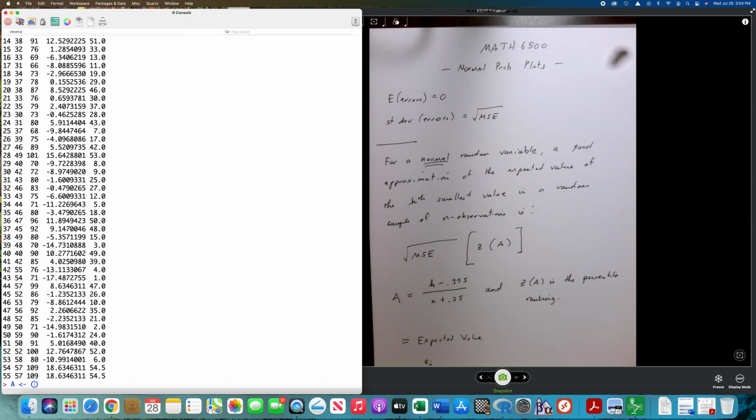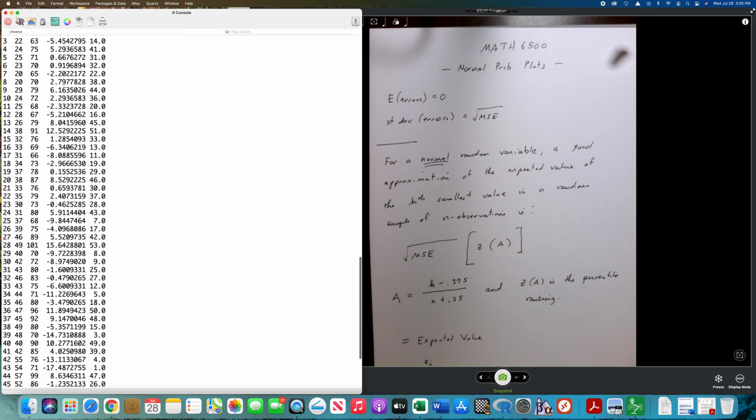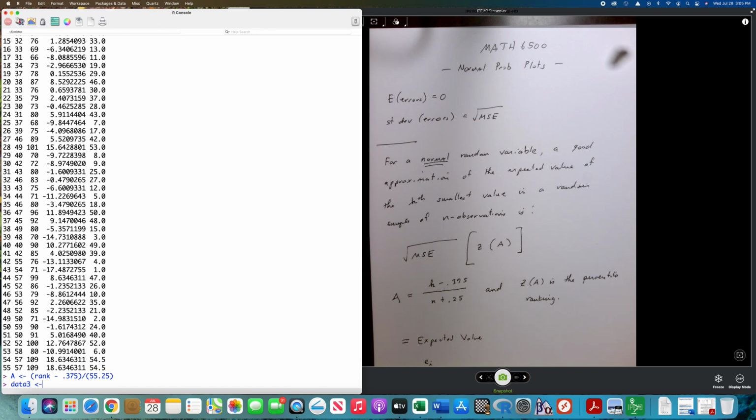So in the numerator, I will have K, which in this case is the rank, minus 0.375. And then I will divide that by the sample size plus 0.25, which is 55.25. Now, I want to create what I call the other data 2. Let's just call this data 3. Again, I wouldn't do this, but this is more of a teaching moment. So I want X, Y, my residuals, my rank, and my A.